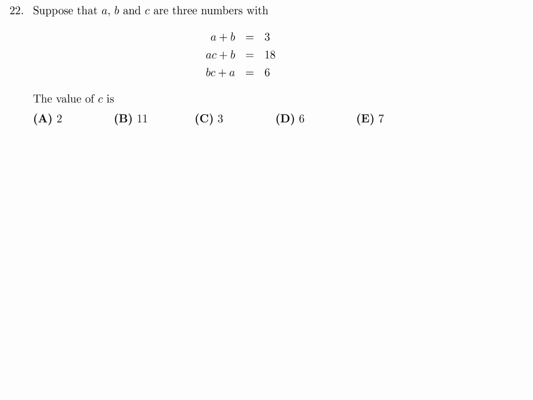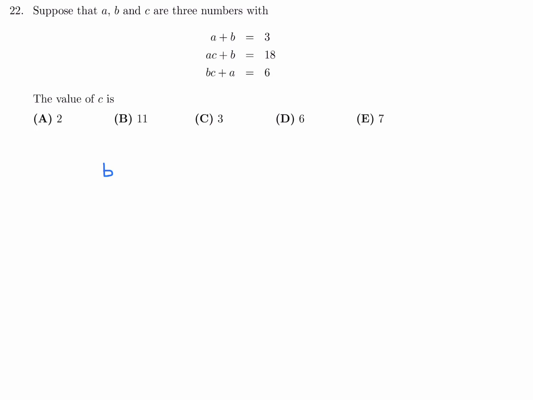Suppose that a, b, and c are three numbers with a plus b equal to 3, ac plus b equals 18, and bc plus a equals 6. The value of c is. Many approaches to this question, so I obviously want to incorporate all three. So let's see here, what's good to do here. I think I will add these two and then subtract this guy. That helps me get rid of some things.